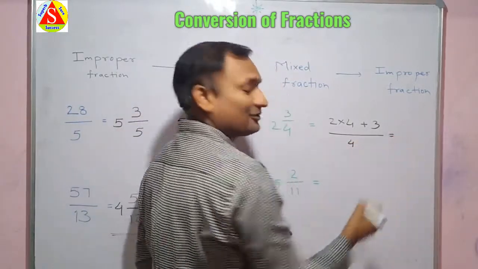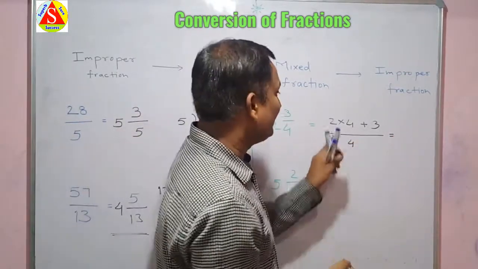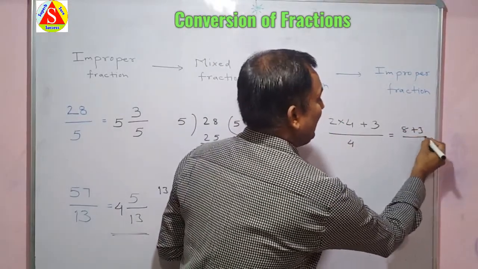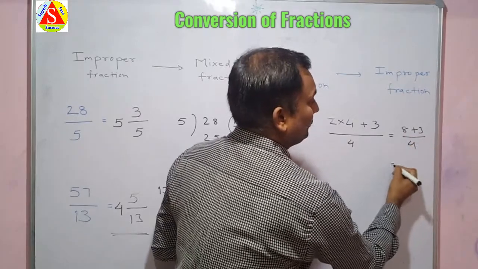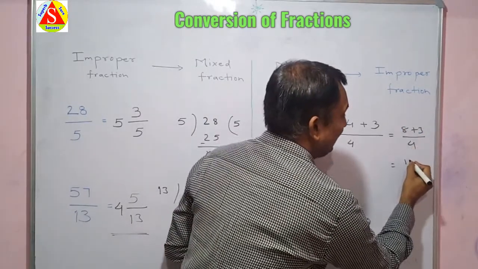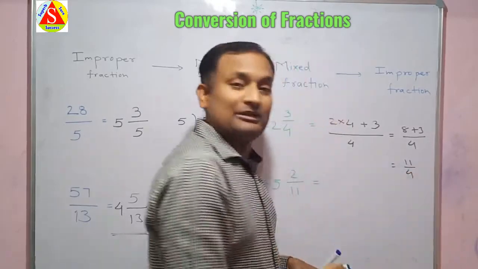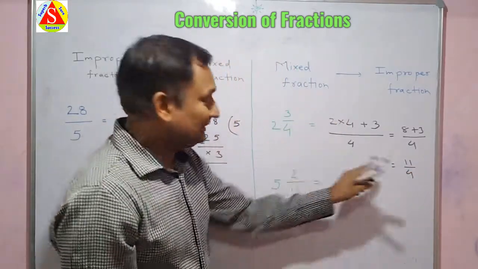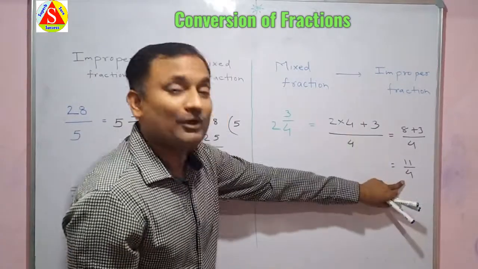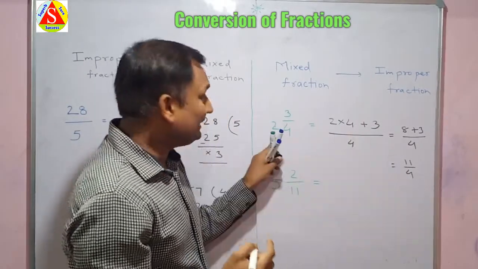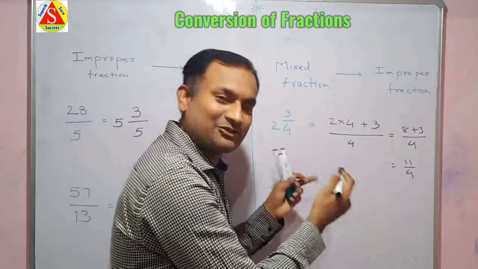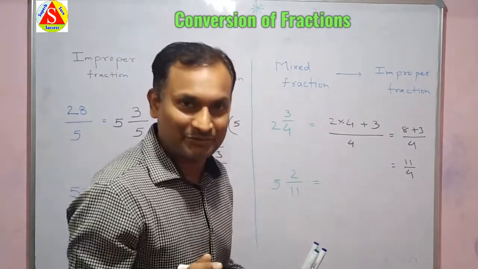So now dear students, let's simplify. Here 2 4s are 8 plus 3 upon 4. Now again simplify. So here 8 plus 3 is 11 by 4. So dear students, this 11 by 4 is the improper fraction form of the mixed fraction 2 3 by 4. I hope this question is clear to you.